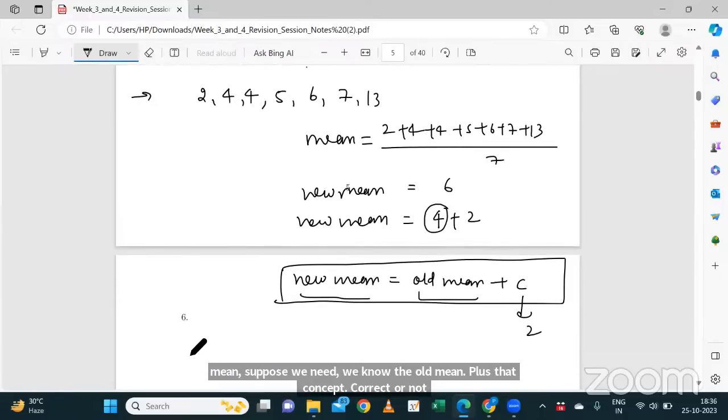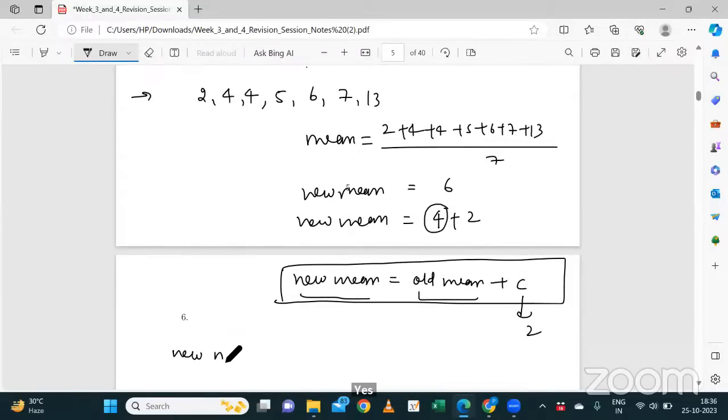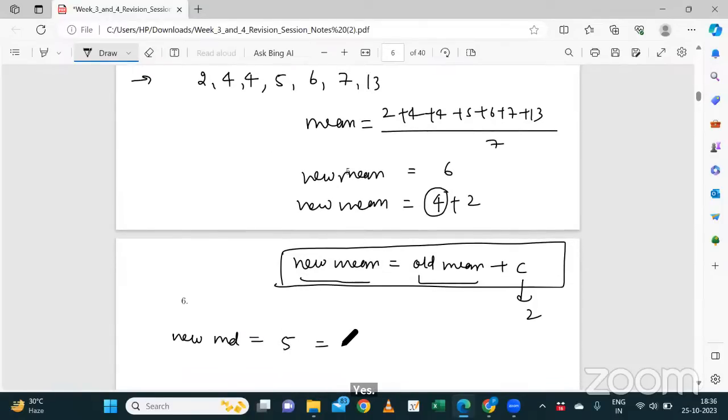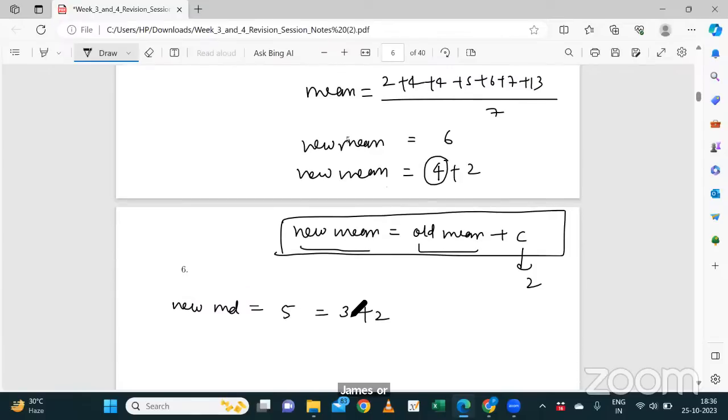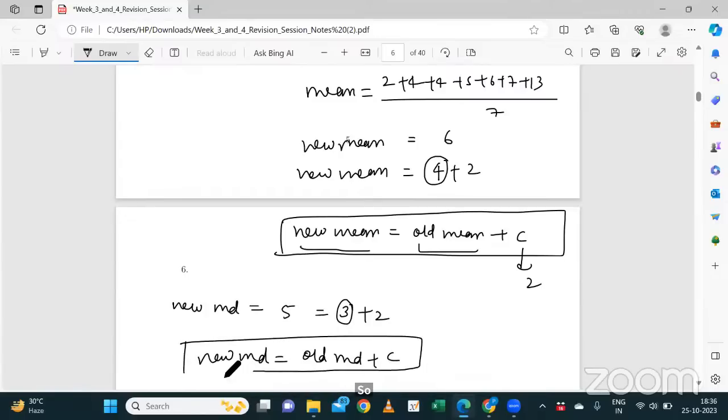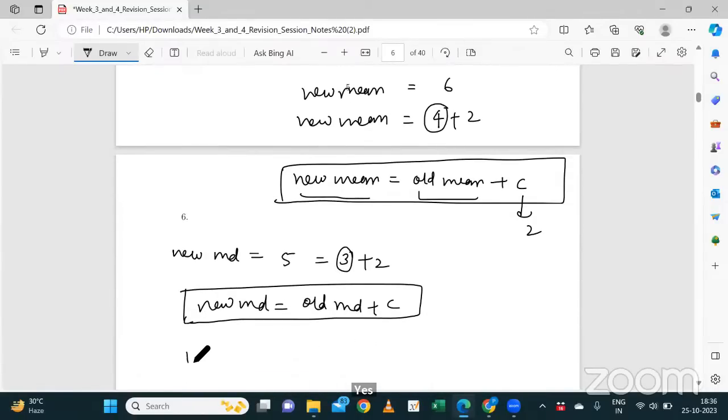What about the median of this data set? The new median is the median plus the constant. The median is 5 here, which is nothing but 3 plus 2, and 3 was the old median. So can I say the new median is equal to the old median plus that constant? Yes or no? Okay.